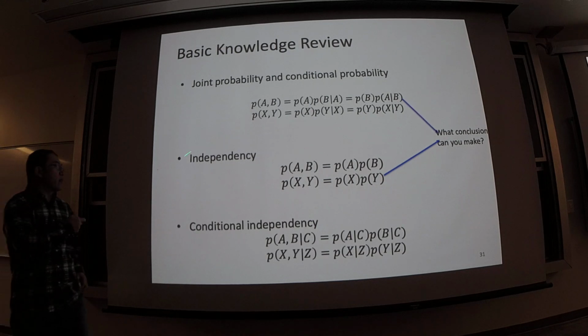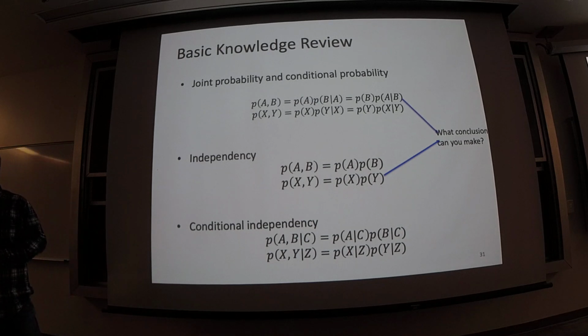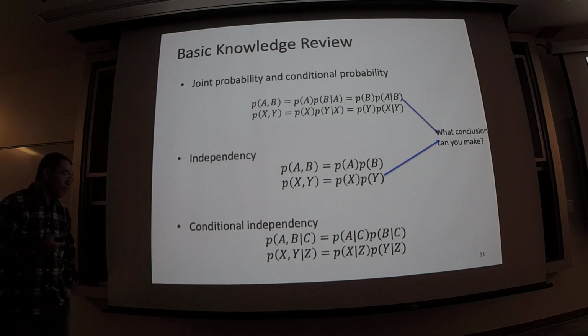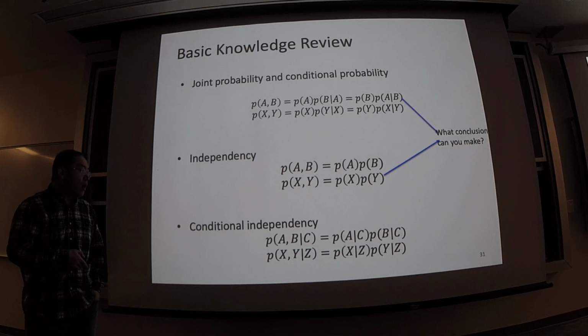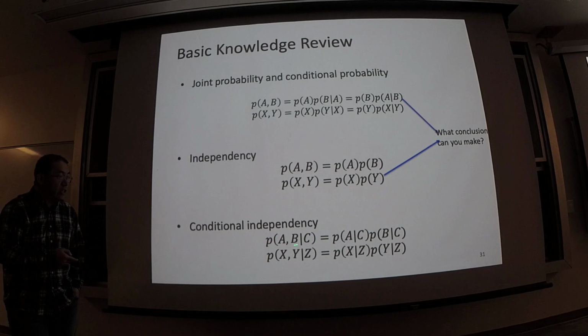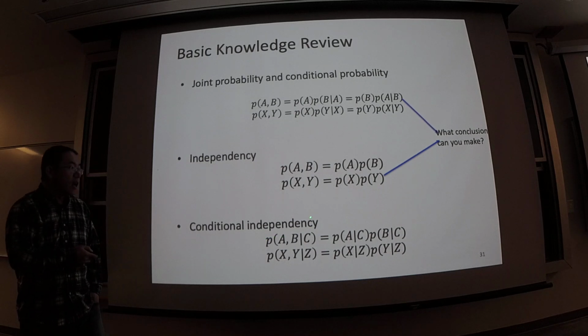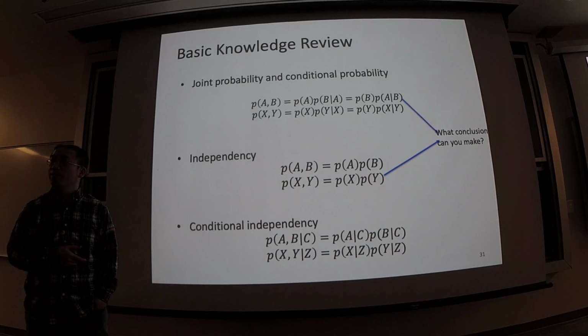So we can further extend the concept of independence to conditional independence. Right? We say that two random events A and B are conditionally independent given the third event C if the conditional joint probability, namely P of A and B given C, equals the product of the conditional probability of A given C and the conditional probability of B given C.